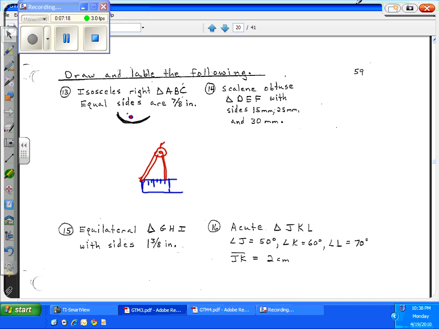You could pick 2 points anywhere on that arc and connect, and that would give you an isosceles triangle, see? And then you connect with the third side, and there you have it. And so you would mark this as 7/8 of an inch and mark this side as 7/8 of an inch. And we would label A, B, C, okay?